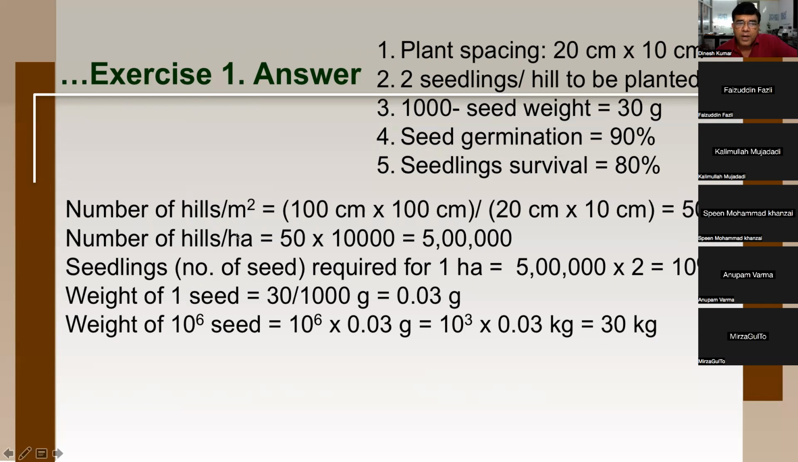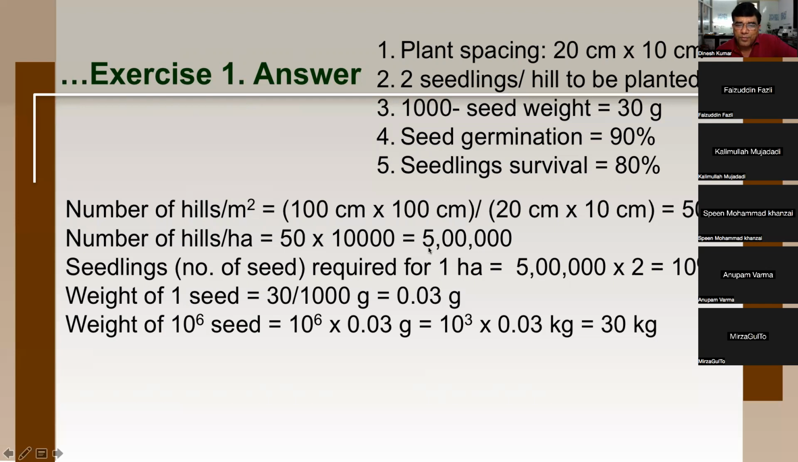So number of hills per hectare will be 50 into 10,000. So there will be 5 lakh hills. That means you will need 5 lakh seeds. 1 million. It is not 5 million, it is 0.5 million, I think.